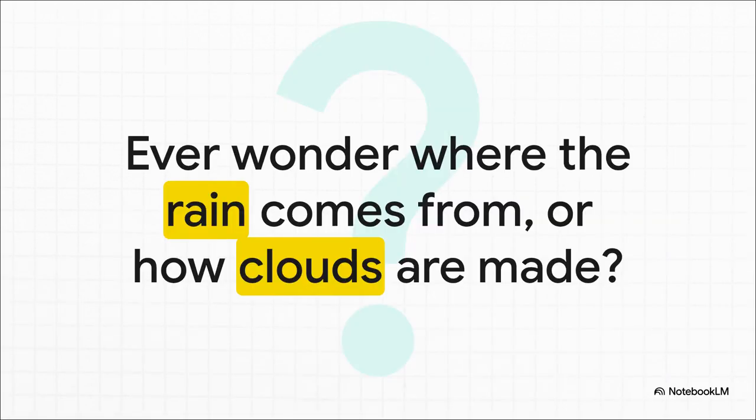Have you ever really stopped and thought about it? Where does rain actually come from? And how do those massive, fluffy clouds just appear in the sky? These might sound like simple questions, but they point to a huge, powerful system that literally keeps our world running. So let's break it all down.